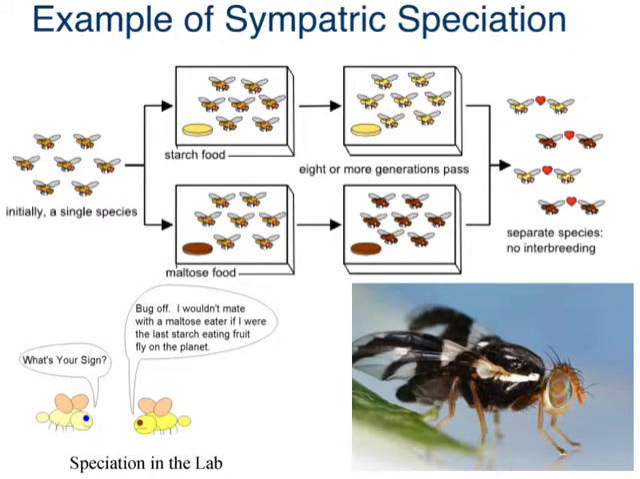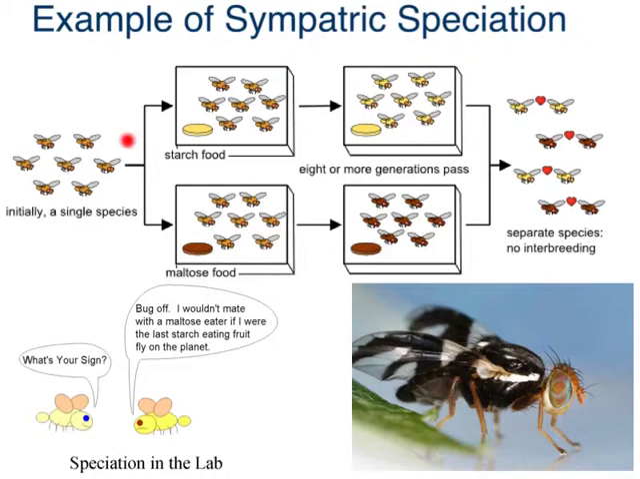So here's your little joke here, Dan. We've got the fruit fly trying to hit on this fruit fly and says, "What's your sign?" And I'm assuming it's a girl, but I guess it could be a guy. Anyway, he or she says, "Bug off. I wouldn't mate with a maltose eater if I were the last starch-eating fruit fly on the planet." So it just highlights the fact that over time that can happen.